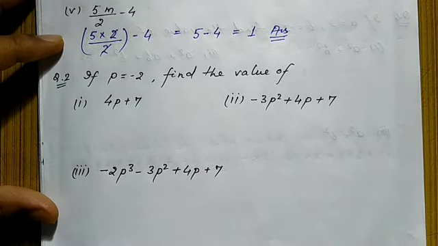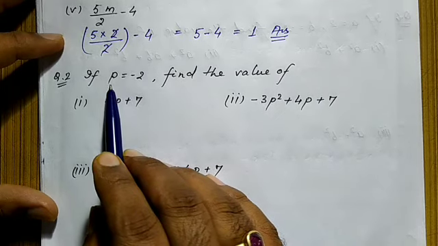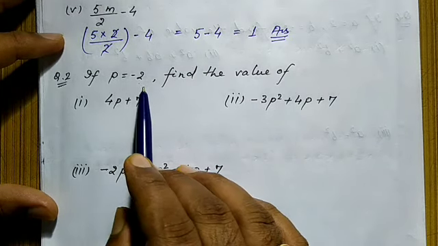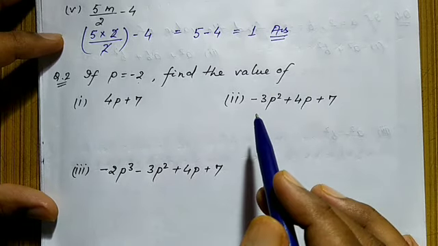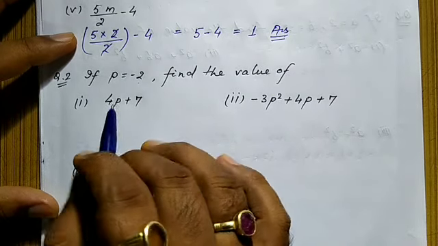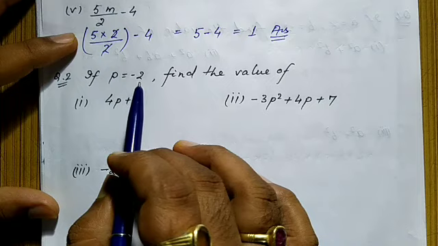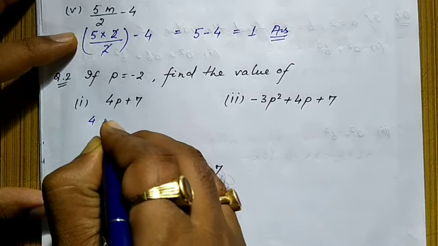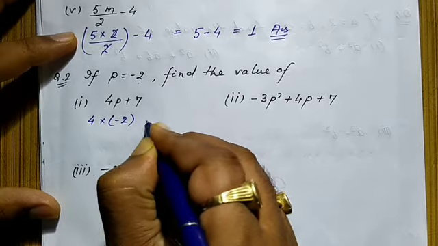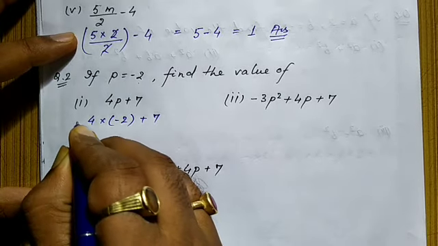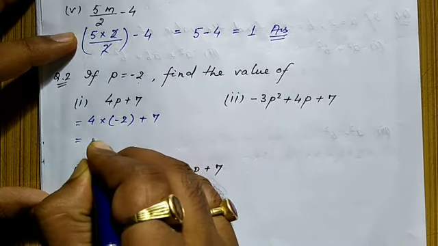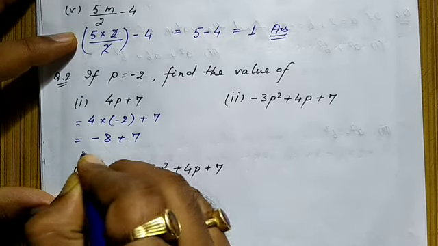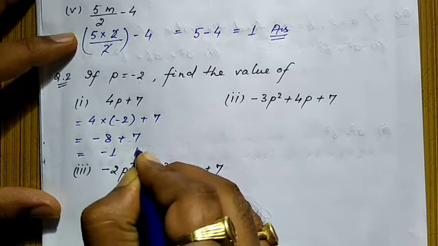Second part is also very easy. So p is equal to minus 2. If p is equal to minus 2, find the value of these three. Okay, so substitute p is equal to minus 2 in this expression, means 4 into minus 2 plus 7. Okay, 4 into minus 2, that is minus 8 plus 7, this will become minus 1.